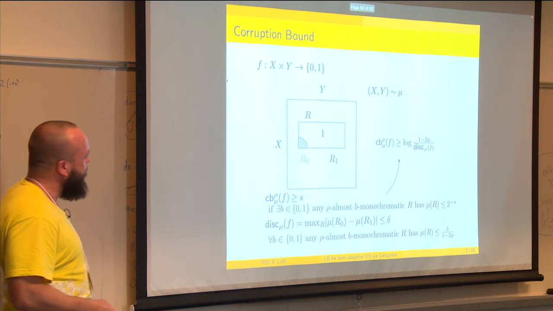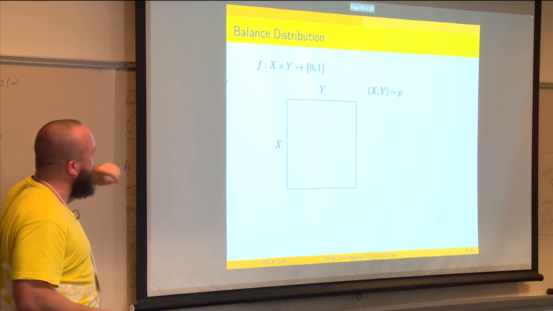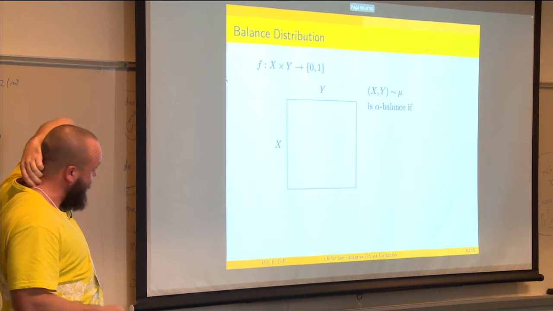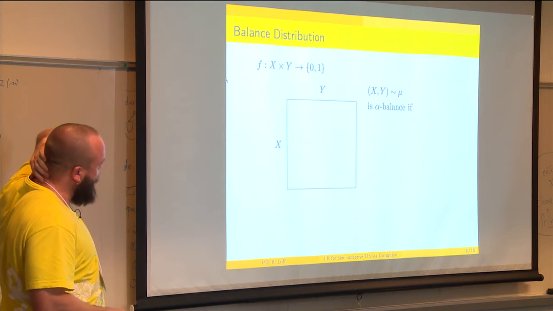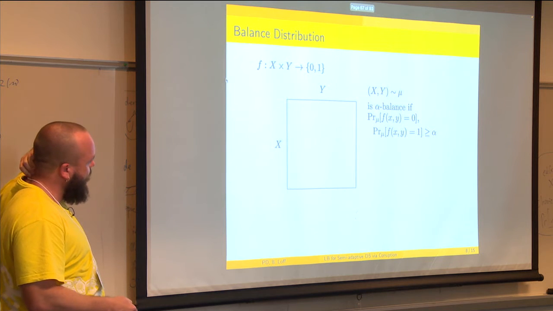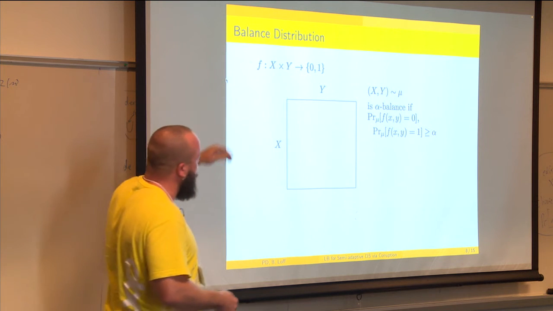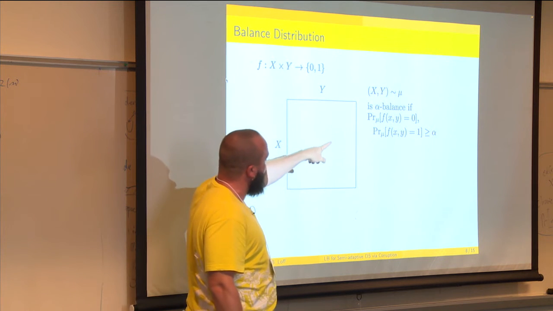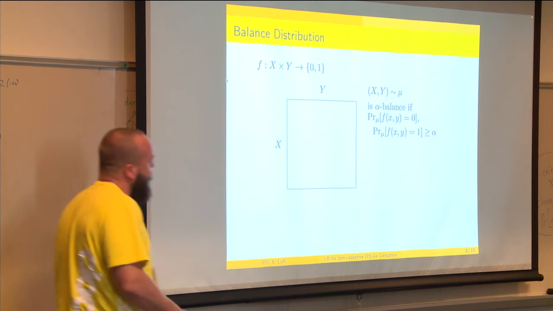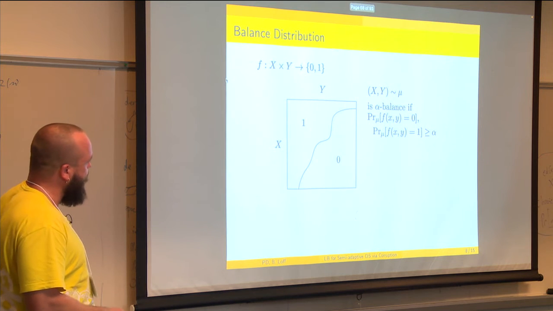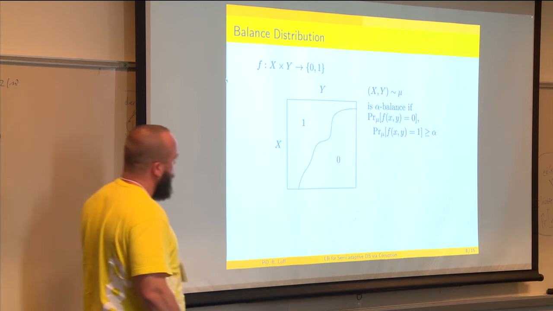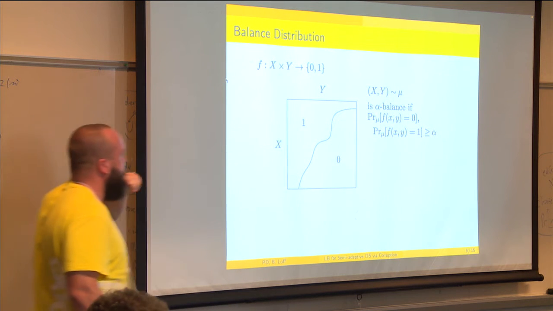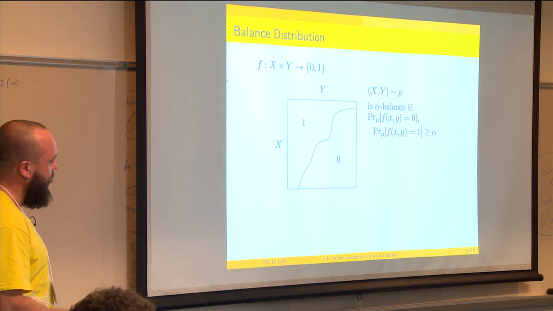Okay, so this is a corruption bound. One other notion we need to form the statement of our theorem is a balanced distribution. A distribution is balanced for some function f if the probability that the function is 0 and the probability that the function is 1 are each at least alpha. So somehow both the zeros and ones in the overall matrix are somehow high.